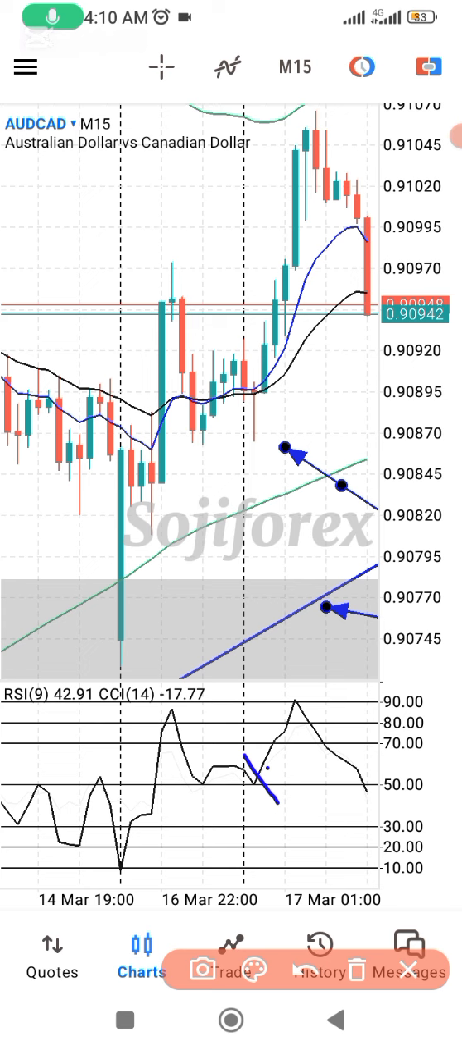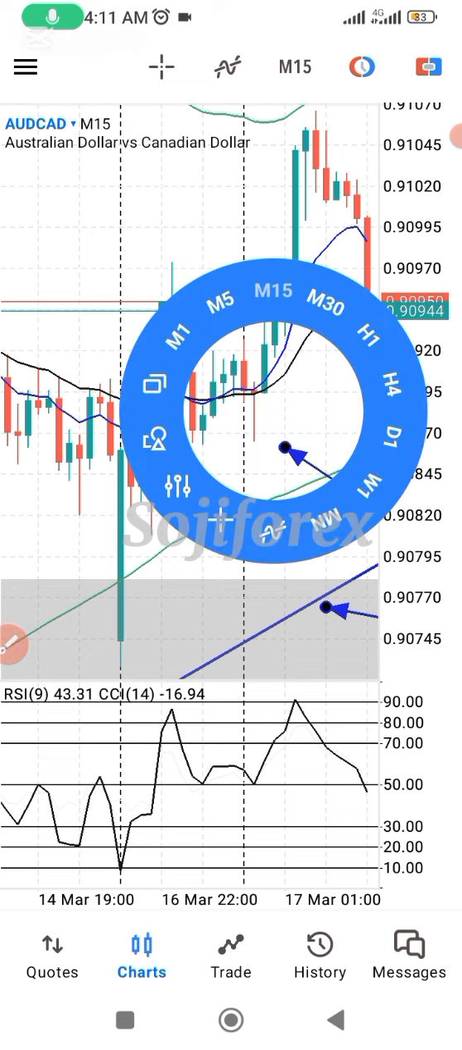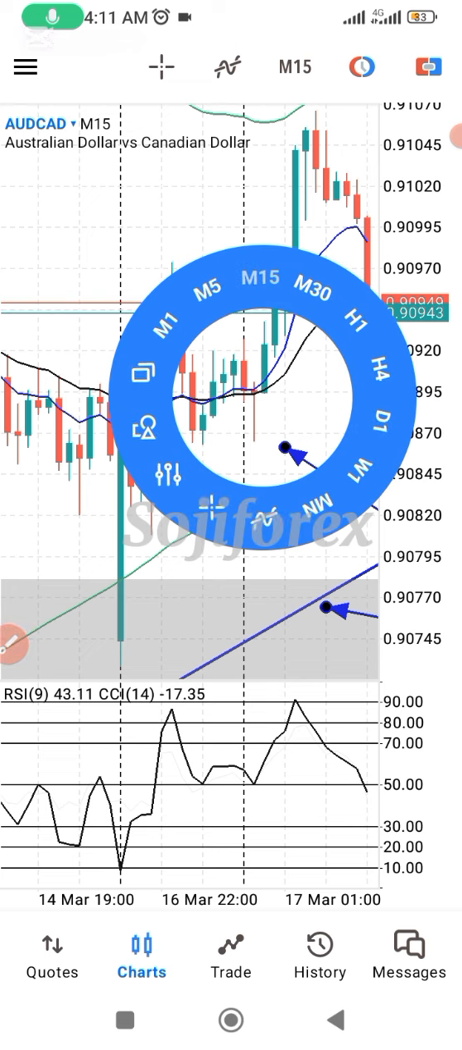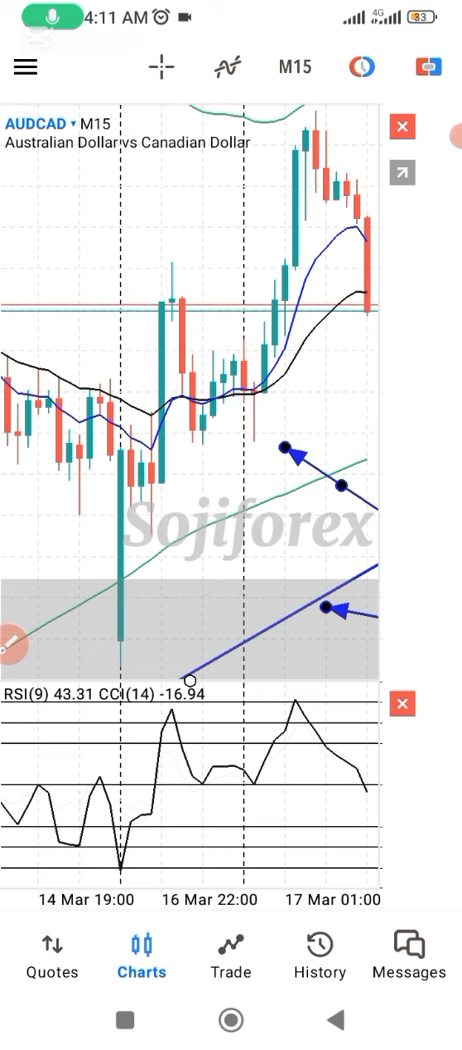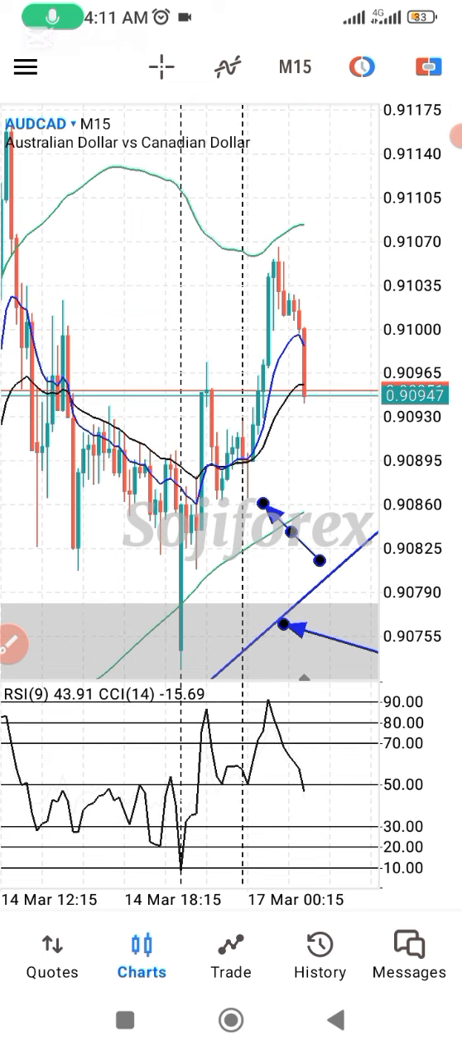and then price just closed above the 50 level of the RSI, and this is a divergence. It's giving us equal lows, so this is exactly how you can find this high probability trade. And then you see that this one, price rejected and closed above the moving averages. So these are the ways you can find high probability trades.